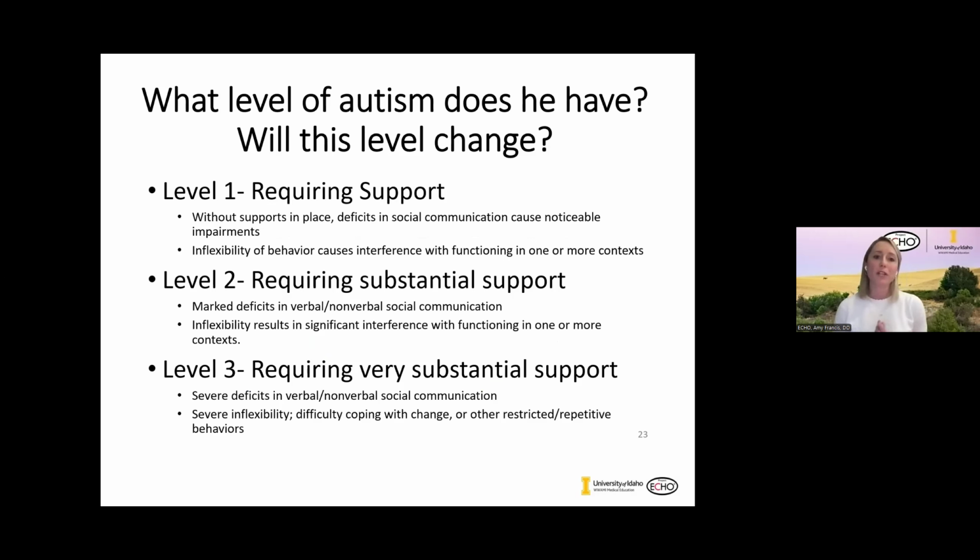What level of autism does he have? Will this level change? When we talk about levels, there's level 1, level 2, level 3, based on the DSM criteria. Level 1 is for children who require support. Level 2 requiring substantial support. Level 3 requiring very substantial support.